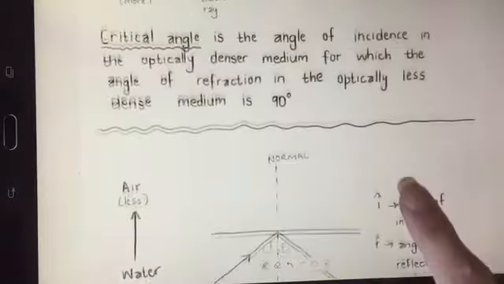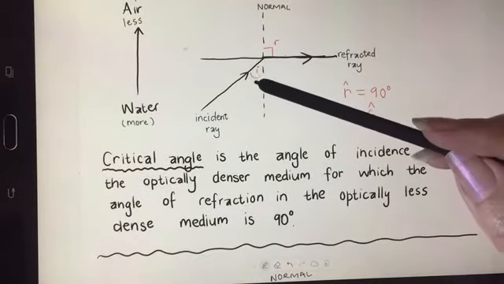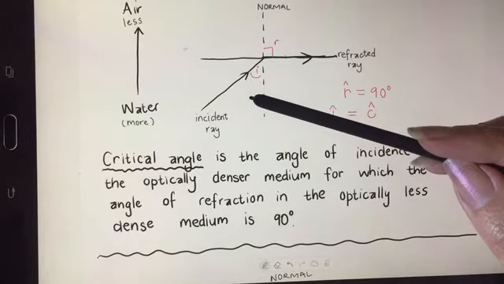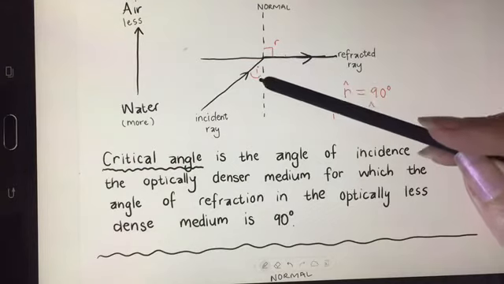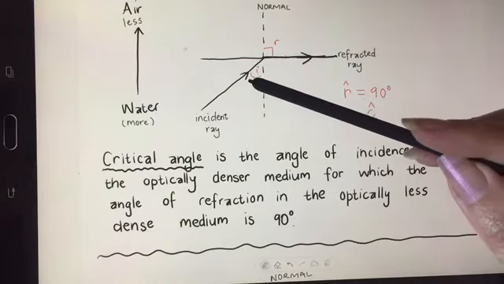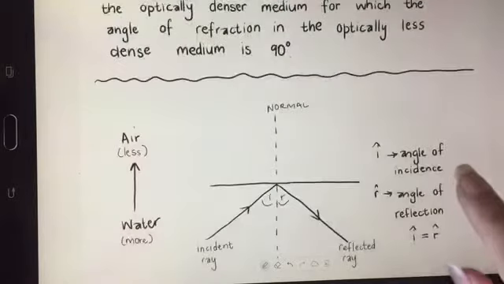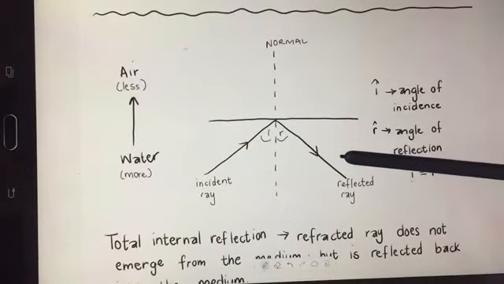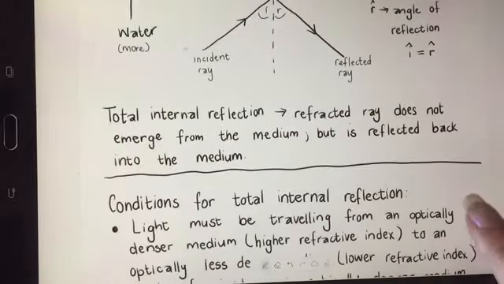Because if we go back over here, if the angle of incidence is equal to the critical angle for that specific medium, the angle of refraction is going to be 90 degrees. But if the angle of incidence is greater than the critical angle for that specific medium, what is going to happen? Total internal reflection over here is going to take place.